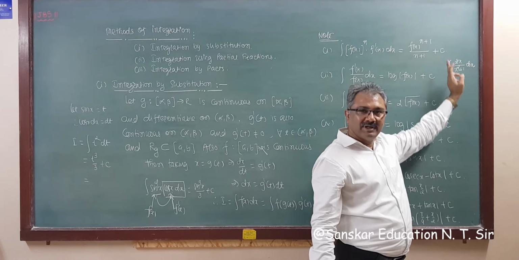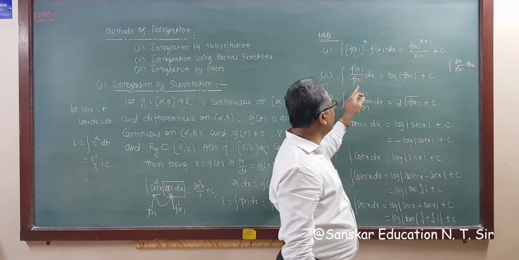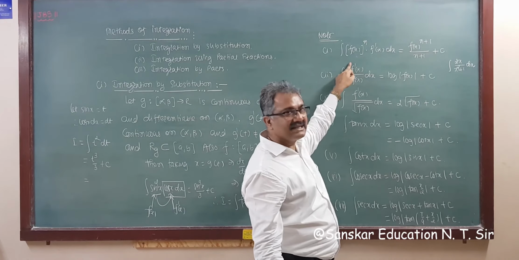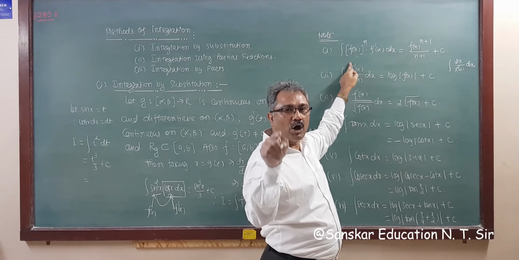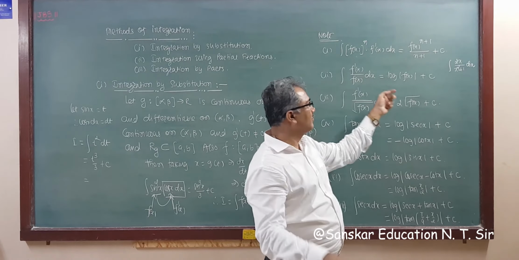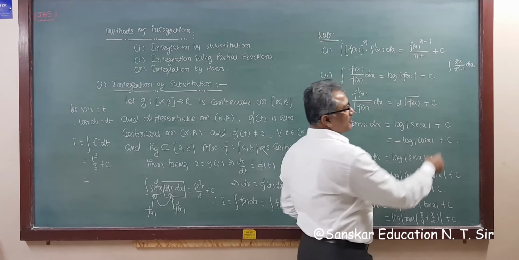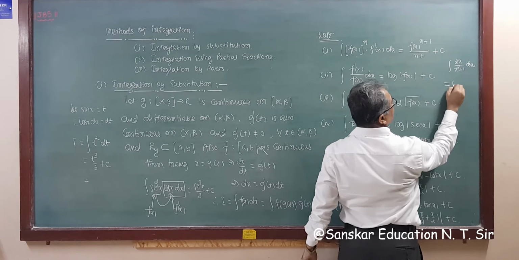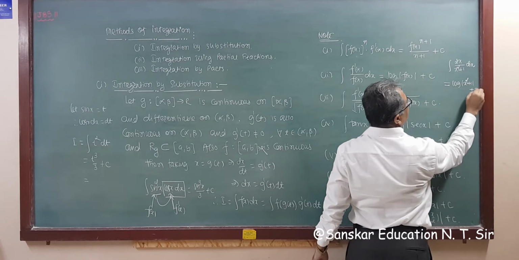yes, x square derivative is 2x, then apply this formula. Derivative of the denominator is in numerator, this is f(x), then this is f dash x, then the answer of this is log of modulus of denominator, log of f(x). So what is the answer of this? Derivative of the denominator is in numerator, so the answer is log of modulus x square plus 1 plus c.